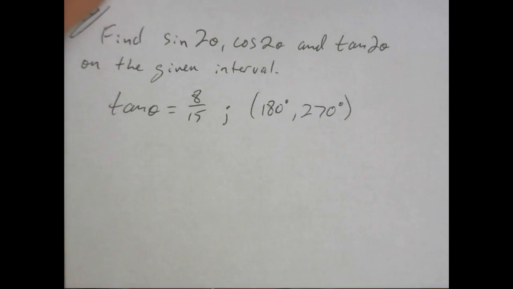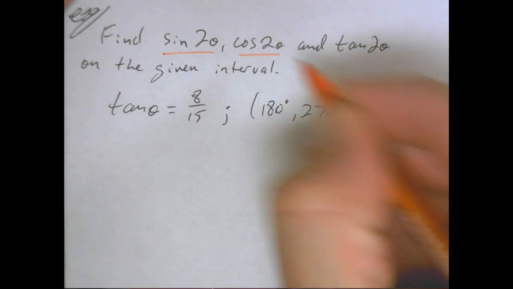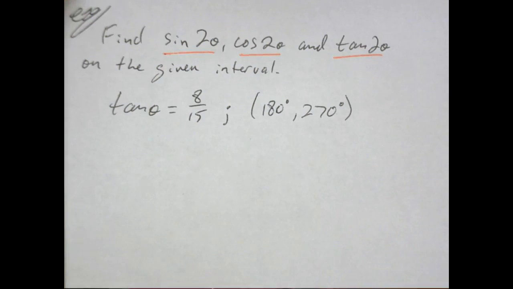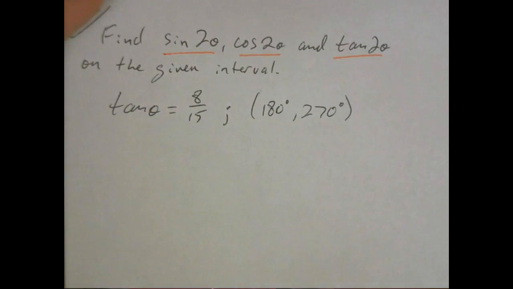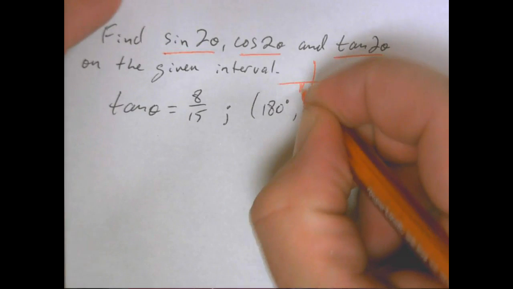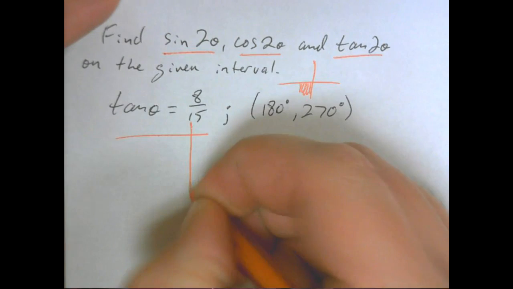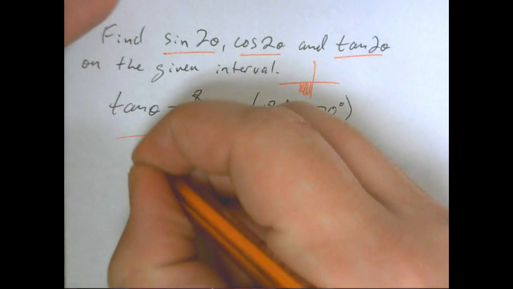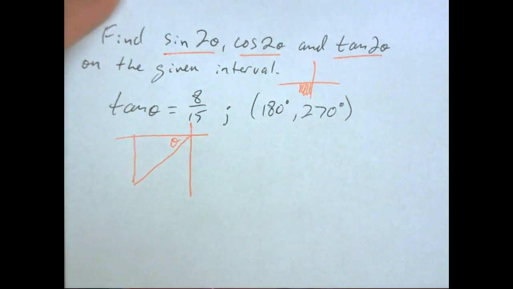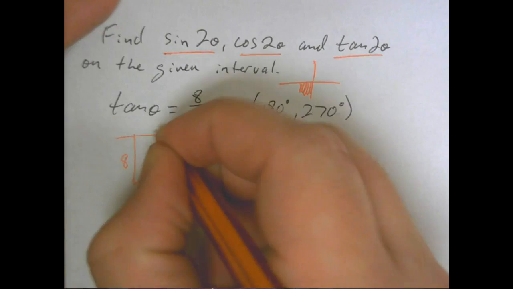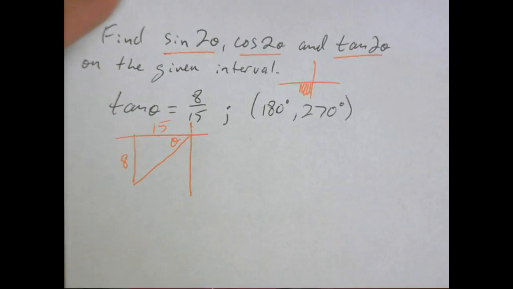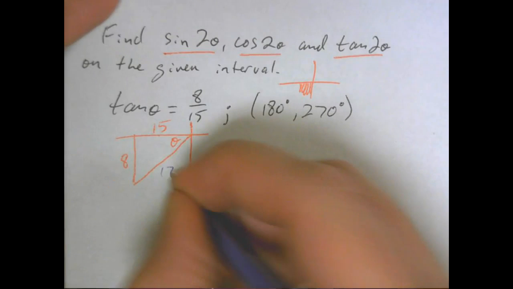Alright, here we go. This one is asking us to find sine of 2 theta, cosine of 2 theta, and tangent of 2 theta. So I'm going to use my double angle identities 3 times for those 3 different ones. It says find these on the given interval. I have the interval between 180 degrees and 270 degrees. That is going to happen on your unit circle in this quadrant, because that is between 180 and 270 degrees. So when I draw my angle, I'm going to draw it in that quadrant, make a triangle to my x-axis. There's my reference angle. Tangent is opposite over adjacent, so I have opposite over adjacent. Pythagorean theorem will tell us that the hypotenuse is 17.